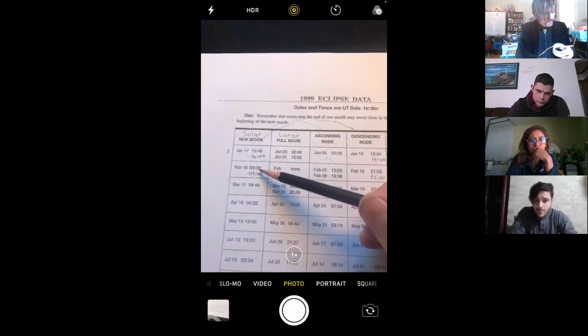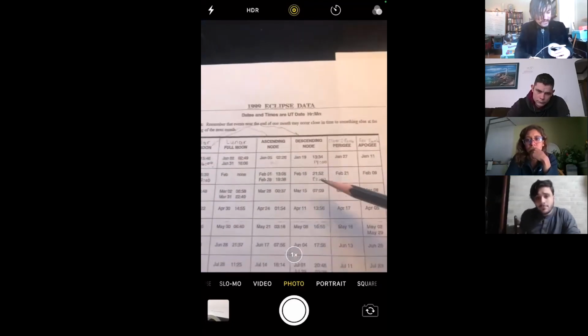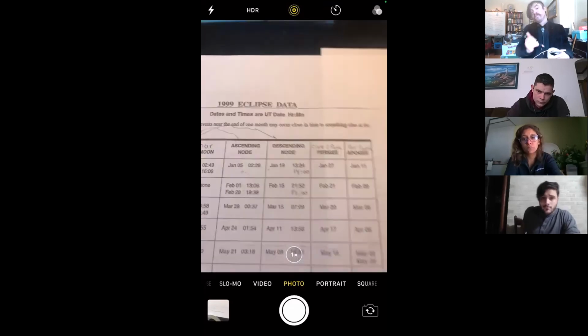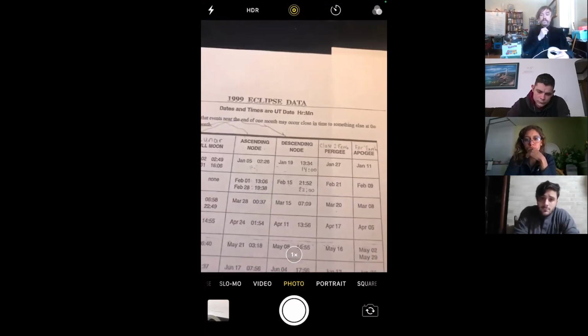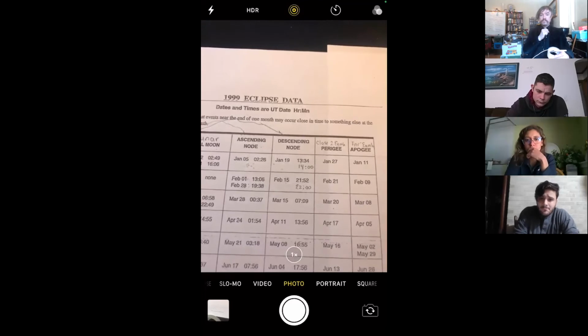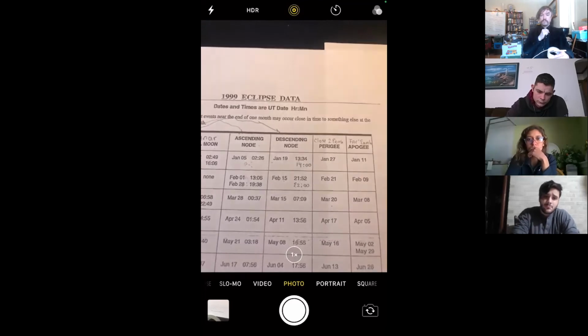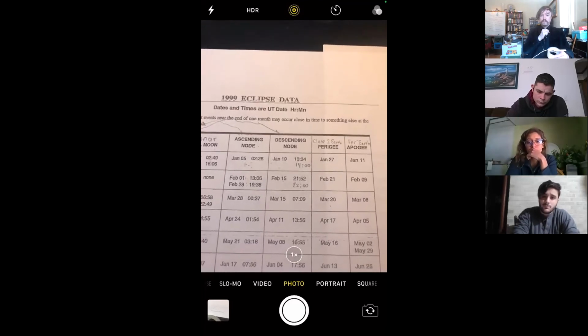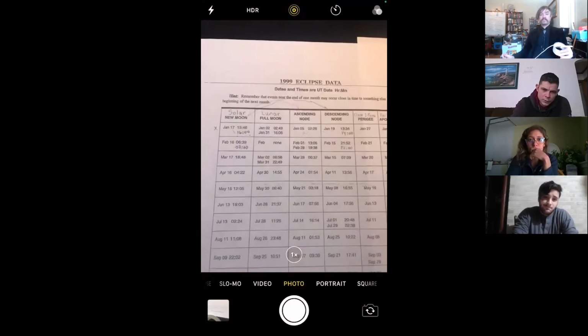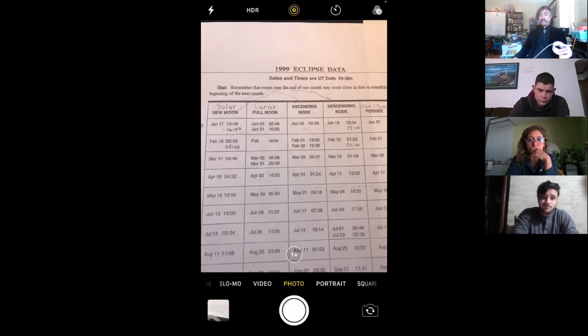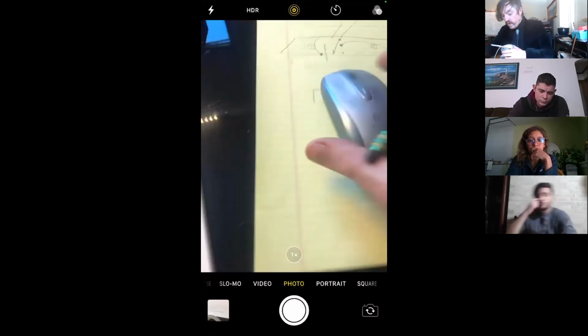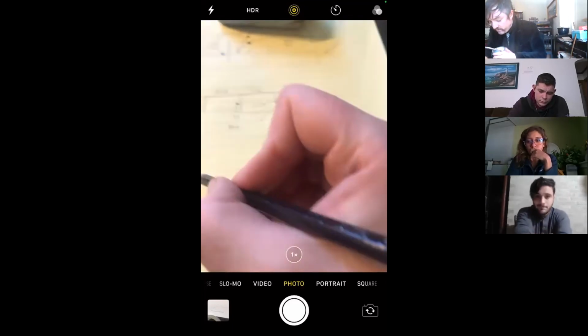Would it be the time of the moon or the time of the node? Take a wild guess. The moon? I'm in the new moon. That's right. The reason why has to do with this fact.